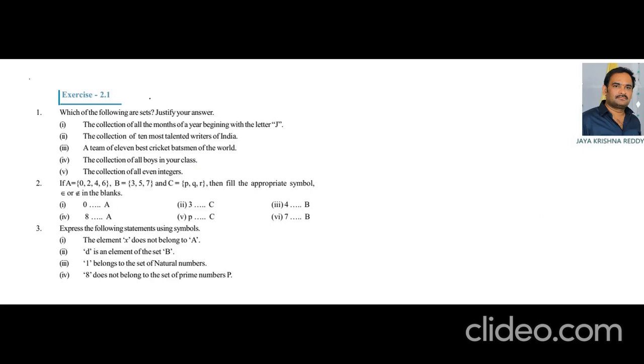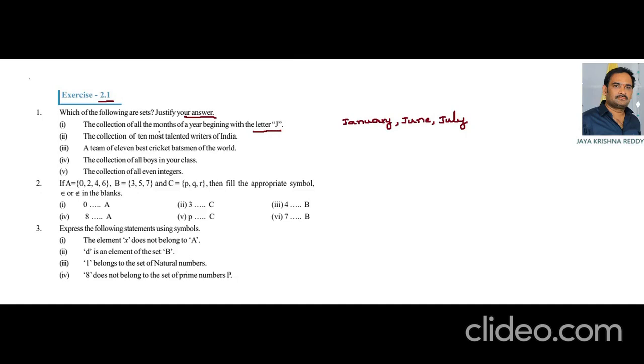Let us solve exercise 2.1. The first bit, which of the following are sets, justify your answer. Means from these questions you have to check whether the collection is a set or not. The first one, the collection of all months of a year beginning with the letter J. The months of a year beginning with the letter J. So the months are January, June and July.